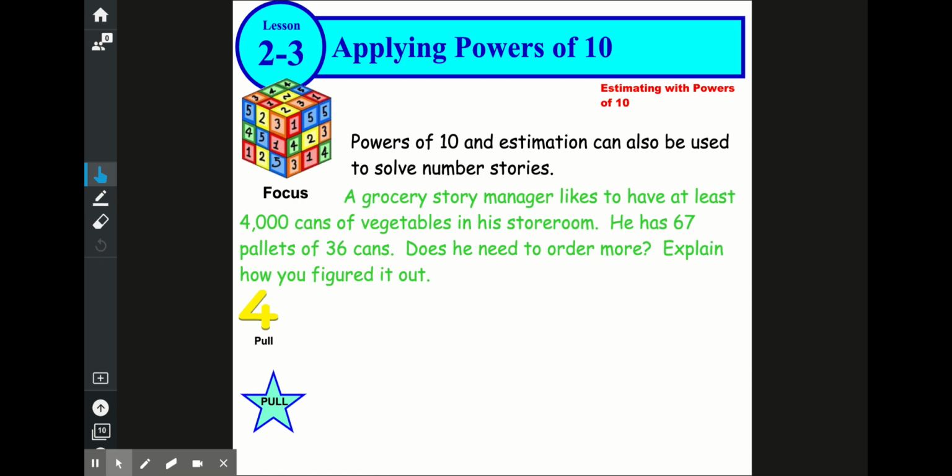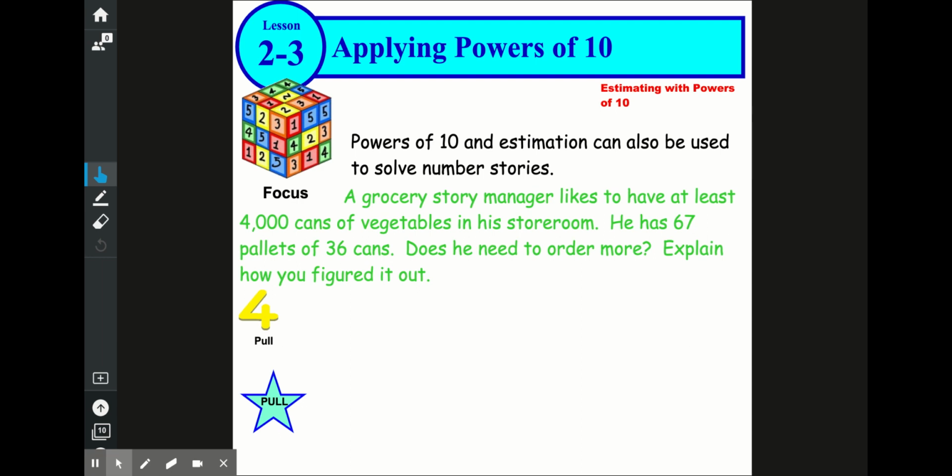So powers of 10 and estimation can also be used to solve number stories. A grocery store manager likes to have at least 4,000 cans of vegetables in his storeroom. He has 67 pallets of 36 cans. Does he need to order more? Explain how you figured it out.